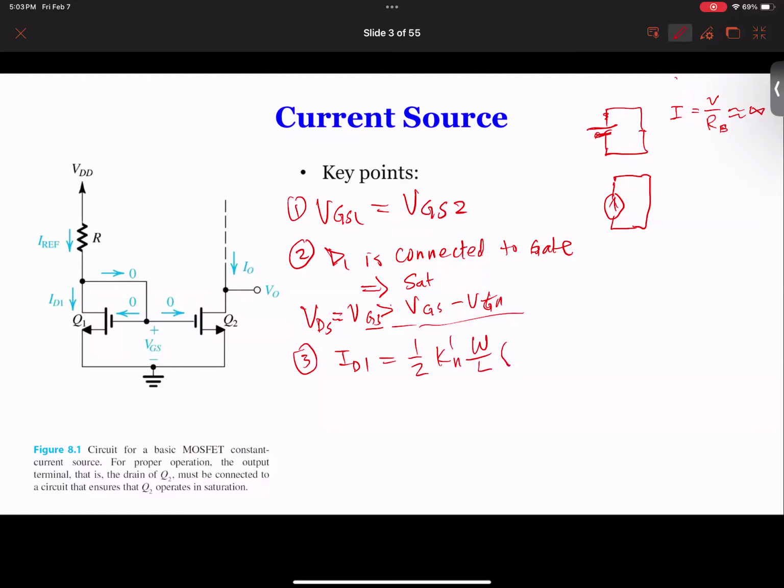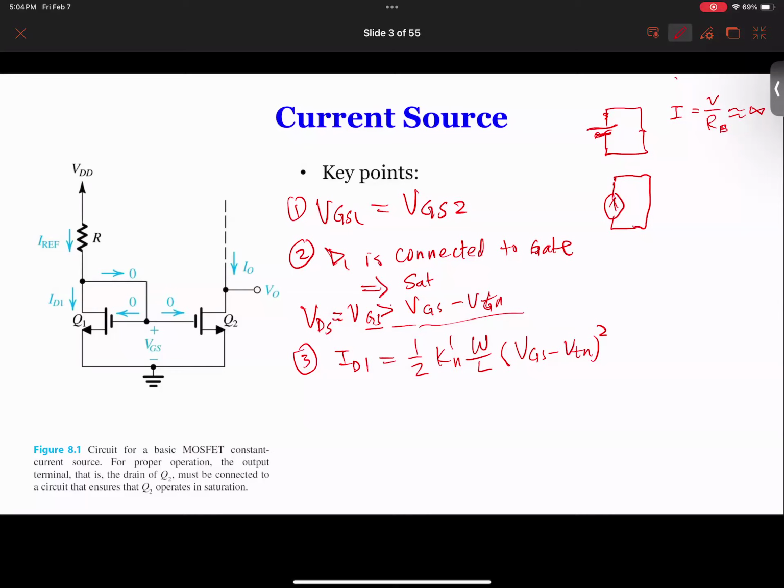VOV squared, yeah, okay. So that's your ID1. It's interesting to see that ID1 has nothing to do with R, if we know what VGS is. However, VGS has something to do with R1, with R in this case. Why? Because we really don't know what VGS is at this point, right?